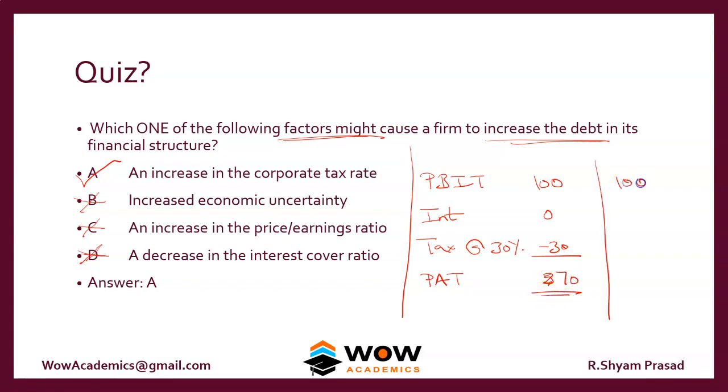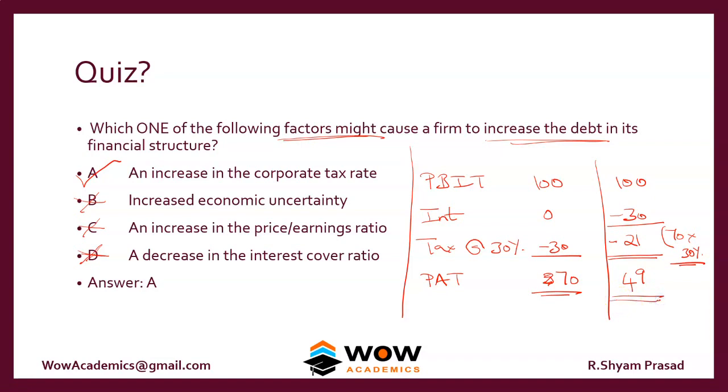Okay. The same company goes for debt. If they borrow debt, they have to pay interest. Assume that they are paying 30 rupees as debt interest. So now the calculation of tax changes. Tax will be computed not on the 100, it will be computed on the 70 into 30%. So that gives you 21. So the profit after tax comes to 49.